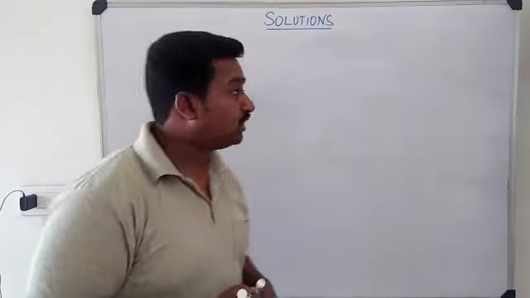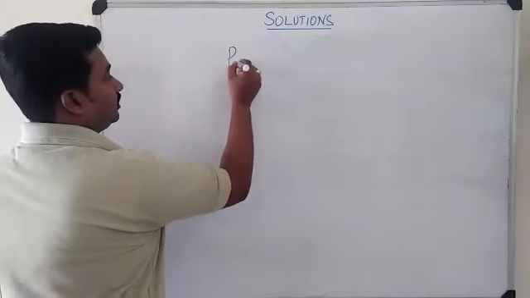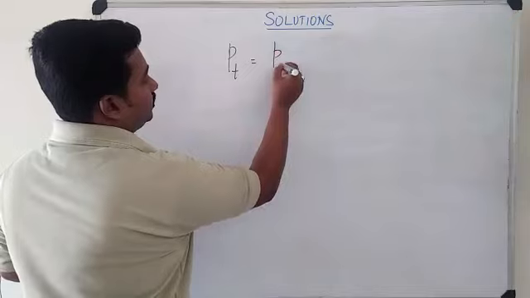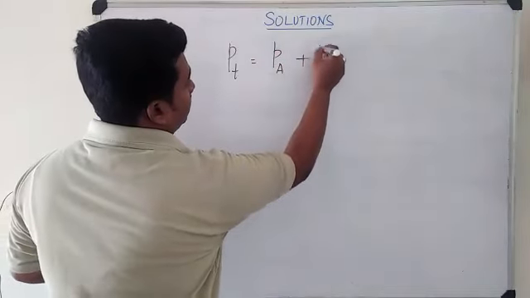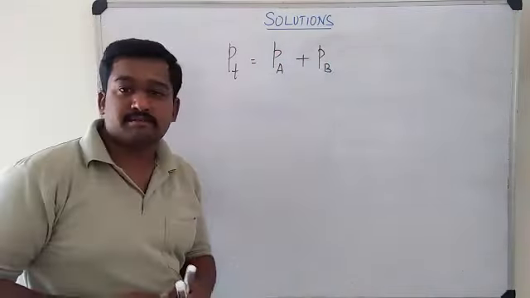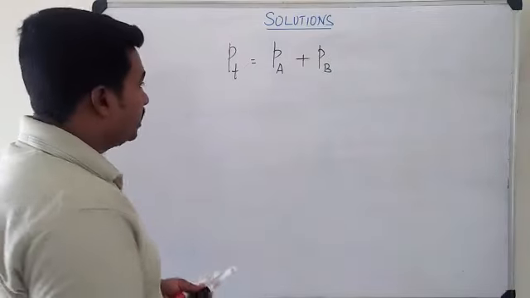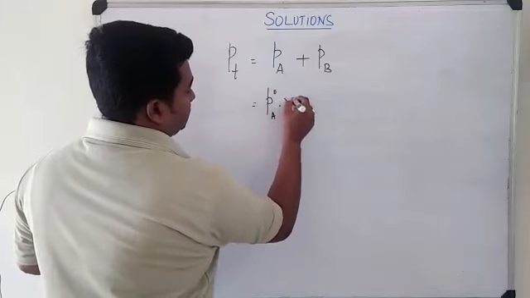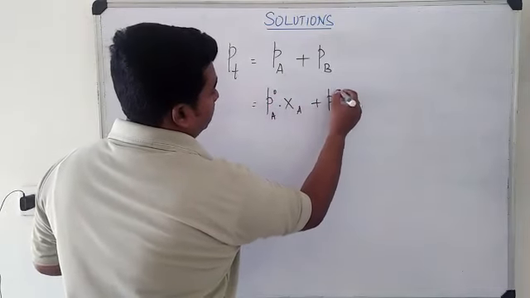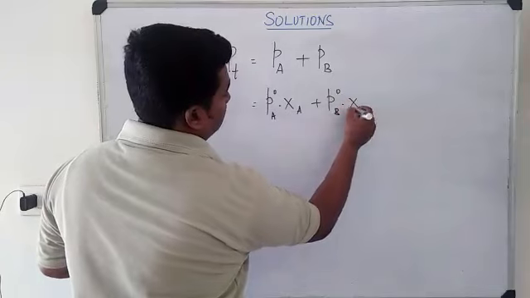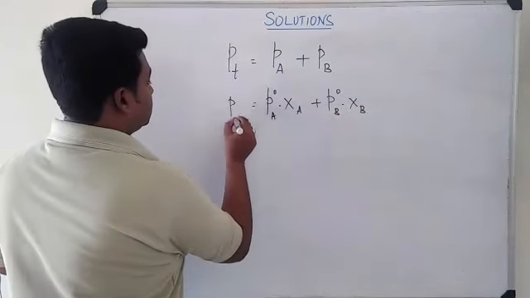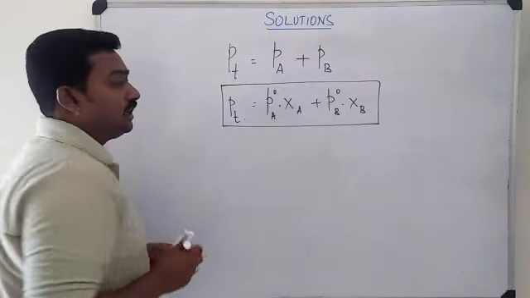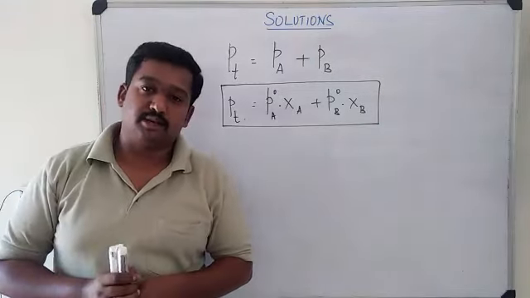Now let's see what the total vapor pressure of a binary solution is. P total is equal to P A plus P B. This we have seen in the diagram earlier. Now P A can be written as P naught A X A plus P naught B X B. This is one expression to calculate the total vapor pressure of a binary solution.